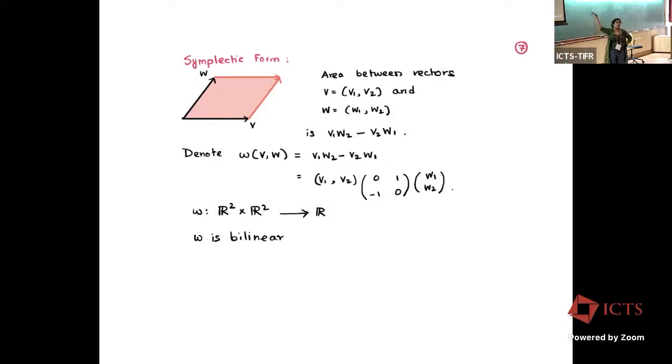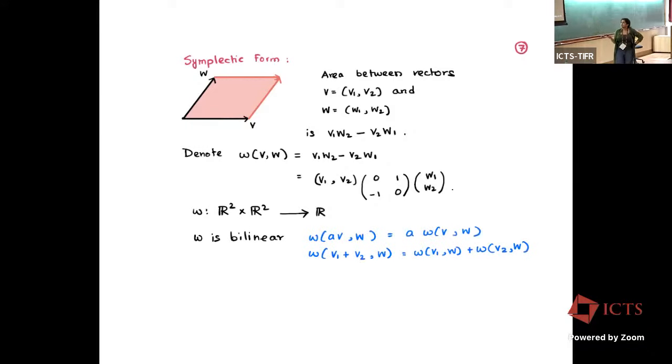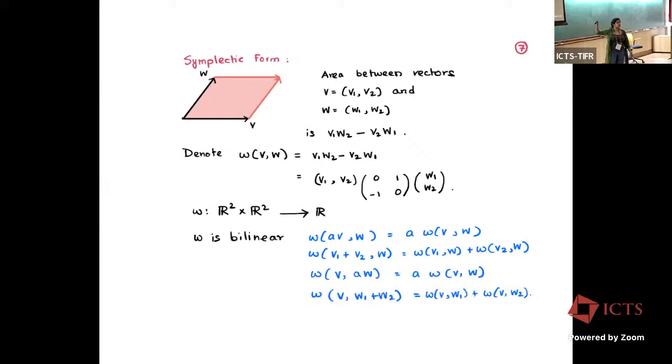And it's bilinear. What is bilinear? Bilinear means in the first coordinate, if I multiply by a constant, then the constant comes out, and in the first coordinate, if I add two vectors, then the values get added. And what is the bi part? The same business happens in the second coordinate also, independently. So four things sort of happen. Such a function is called bilinear. Linear is in one variable; in bilinear, each vector behaves separately. So that is the first nice property of omega.